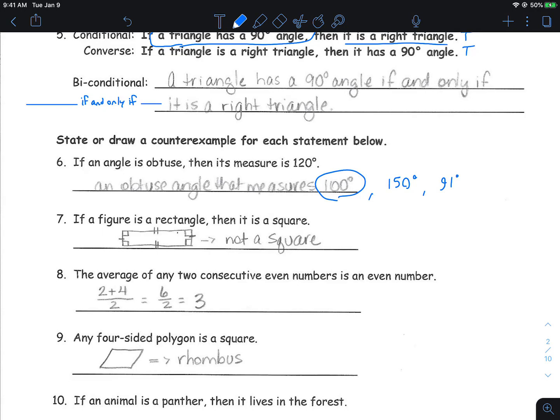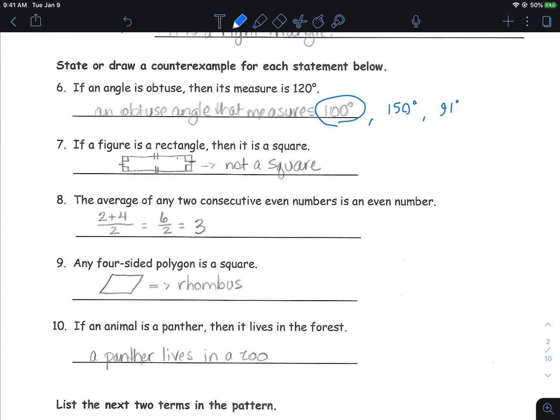The average of any two consecutive numbers is an even number. So we're trying to see, is this last number an even number if we take two consecutive numbers and average them out. They did 2 and 4, so 2 plus 4 divided by 2, that's 6 over 2, which is 3. So that would be a counterexample. And there are many, many counterexamples for that.